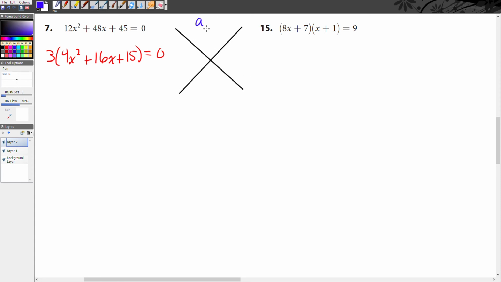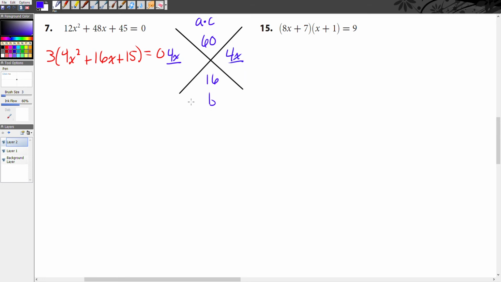Okay, up top here, a times c, 4 times 15 is 60. Down here, my b value, which is 16. And over here, my 4x squared without the 2, right? Without the exponent of 2. So 4x over something, and over here, 4x over something.